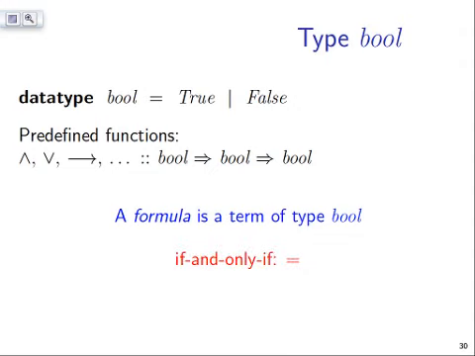And one difference to the usual mathematical syntax, we also have an if and only if operator, and that is simply the equality. So if you write an equality between two Boolean terms, that's just the same as writing if and only if, the double arrow.